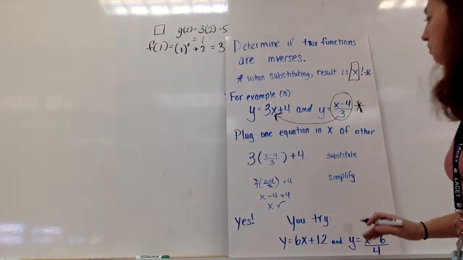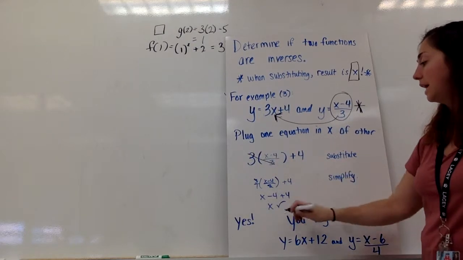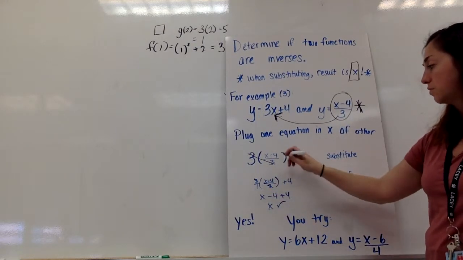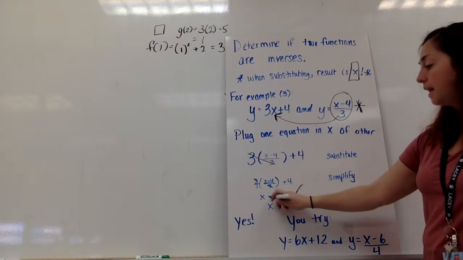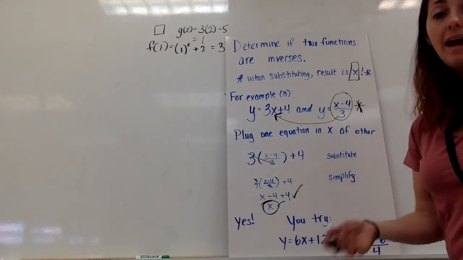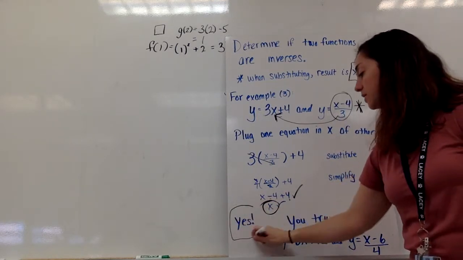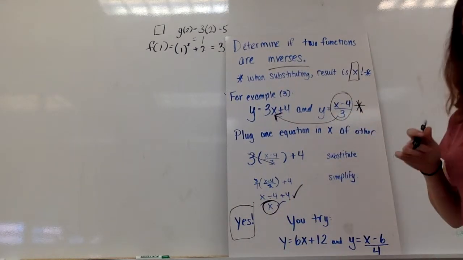Then you just have to do basic math, simplify this. 3 divided by 3 cancels, and I'm left with just x minus 4 plus 4. Then minus 4 plus 4 is 0, so I'm left with x. So yay, that's true. Okay? So yes is the answer. They are inverses. That was the question.